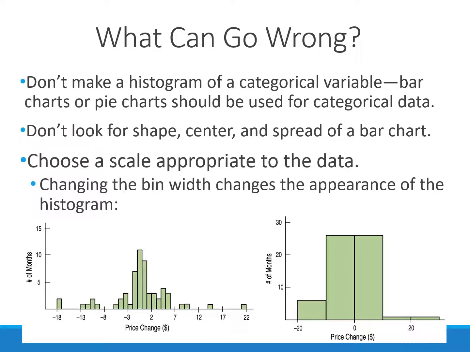The reason those spaces are there is because it's okay for bars to move around in a bar chart. It's not okay for bars to move around in a histogram. It wouldn't make any sense to take this bar and put it over here, or right in the middle of those. Don't look for shape, center, and spread of a bar chart. SOX is only used for quantitative variables. And make sure we use a scale that's appropriate to the data. Both of these graphs are for the same data set. You can see how much that shape changes depending on what we use for the width of those bins.